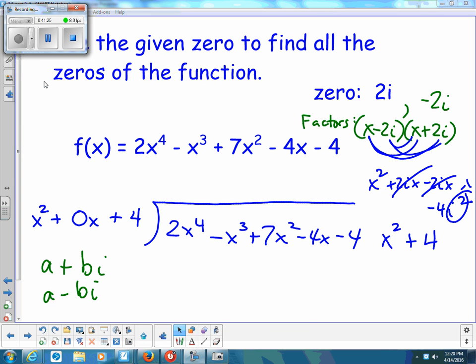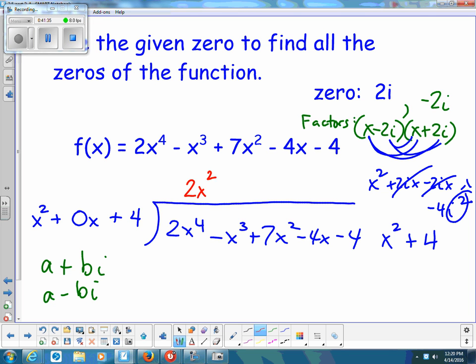Okay, let's see how we're doing with this. Did you say x squared times what gives me 2x to the 4th? What was your first term of your quotient? 2x squared. Did you multiply the 2x squared by each of these? Right? Okay, so that's going to be 2x squared times x squared is 2x to the 4th. 2x squared times 0x is 0x to the 3rd. 2x squared times 4 is 8x squared.